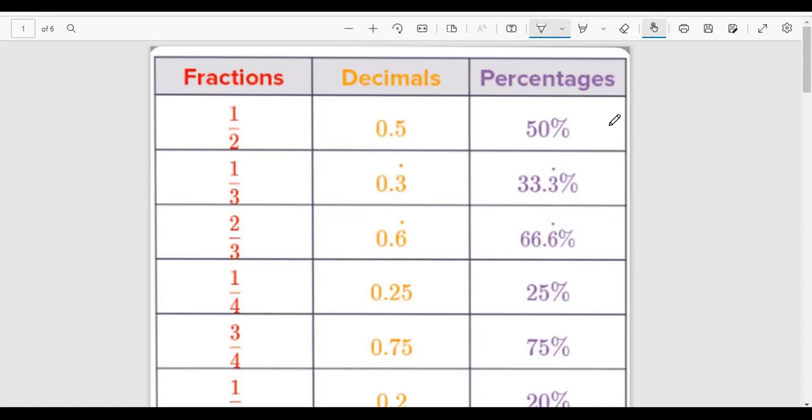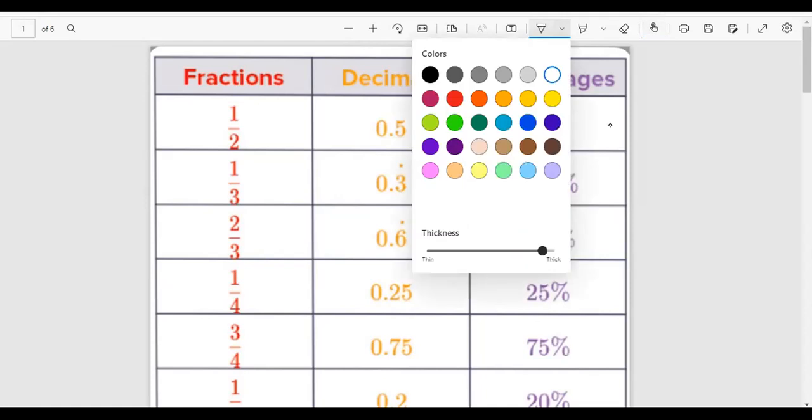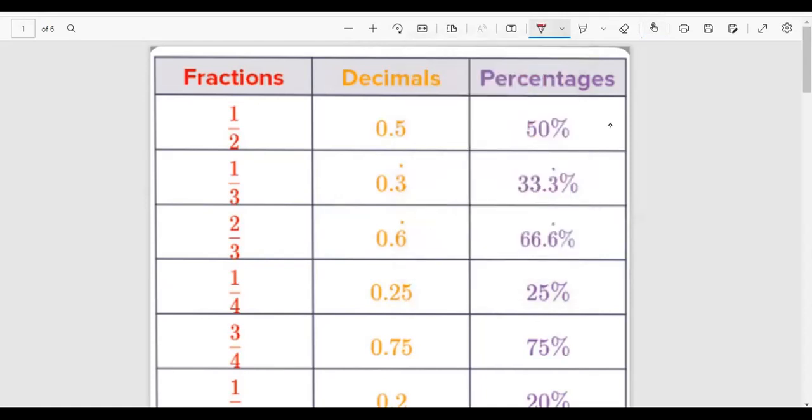Then 1 by 3 is 0.3 with a dot on the 3. This dot basically means that it is 0.333333333. Okay, we call it recurring decimal. So whenever you will see a dot, it means that number is being repeated. Okay, obviously you cannot write that number again and again, so we just write down a dot.